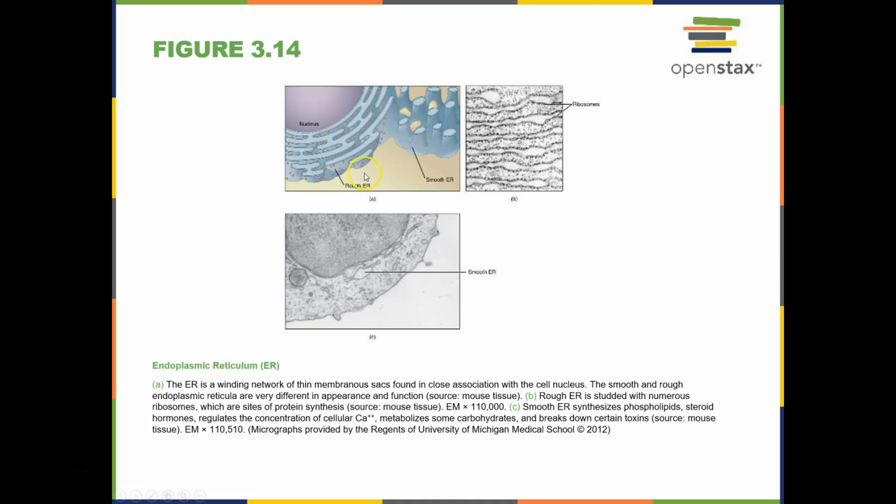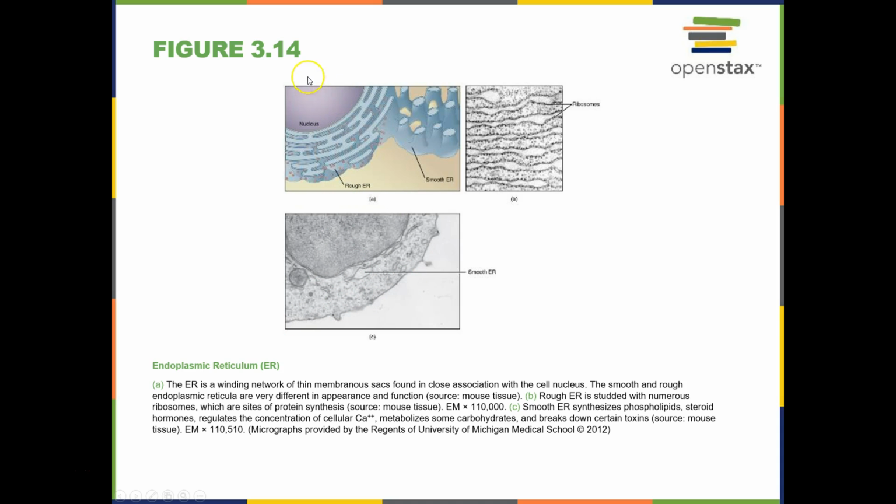Here you have the endoplasmic reticulum. You can see endoplasmic reticulum has two different types, smooth and rough. The difference is that if it's rough, it is embedded with ribosomes. So this is a series of membrane-bound channels that move from the nucleus outwards towards our Golgi apparatus, which we'll talk about.